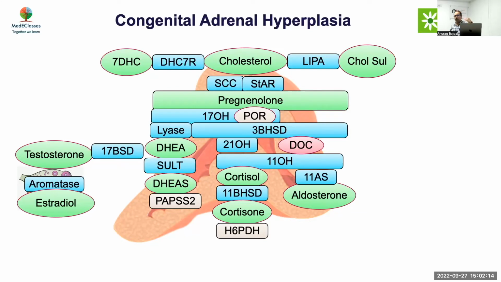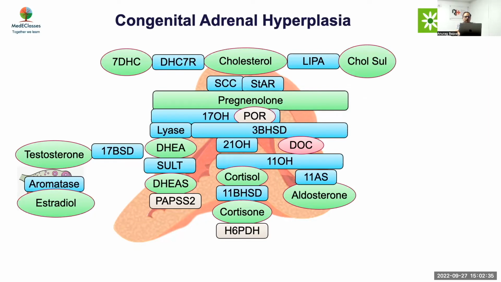Which are the products which are distal to the block and which are the proximal. So the ones which are proximal will be accumulated while the ones on the distal will be deficient. So this was the one which we discussed last time in detail about how the overall pathway looked. So we'll go one by one as to what defects will cause what manifestations, and then we'll go individually.